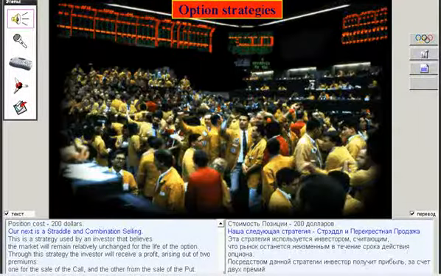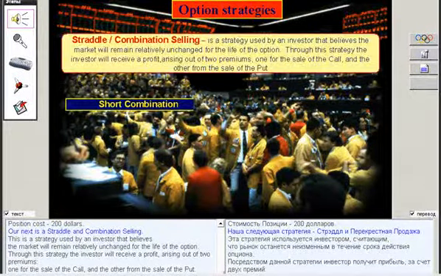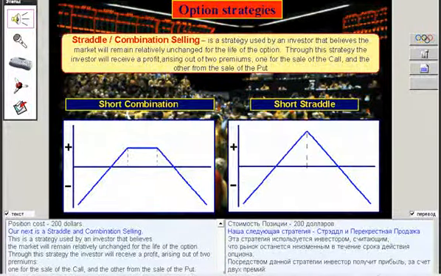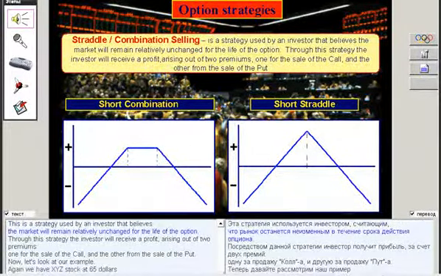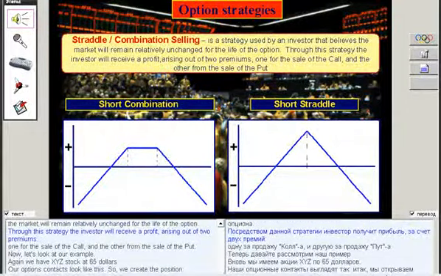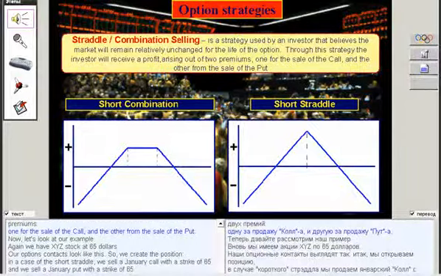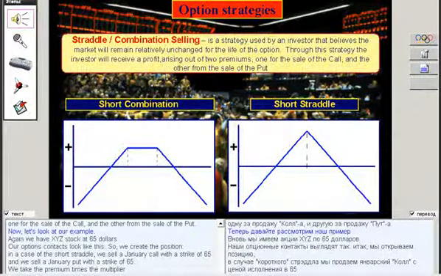Our next is a straddle and combination selling. This is a strategy used by an investor that believes the market will remain relatively unchanged for the life of the option. Through this strategy, the investor will receive a profit arising out of two premiums, one for the sale of the call and the other from the sale of the put. Now let's look at our example.